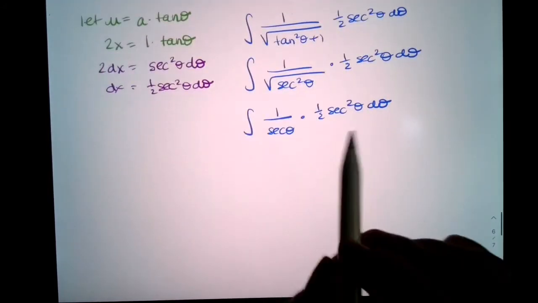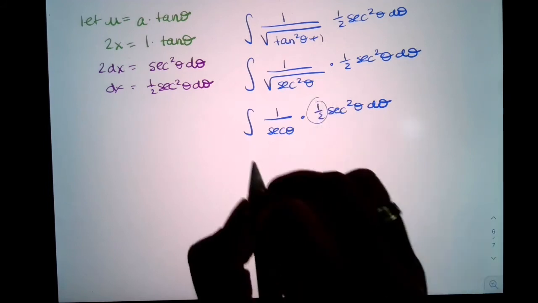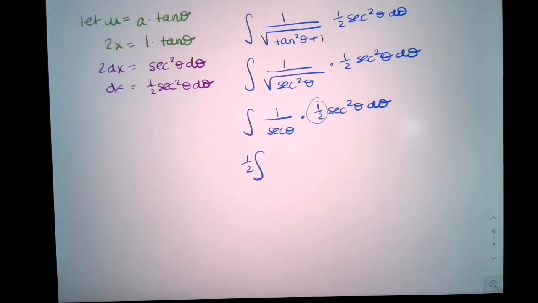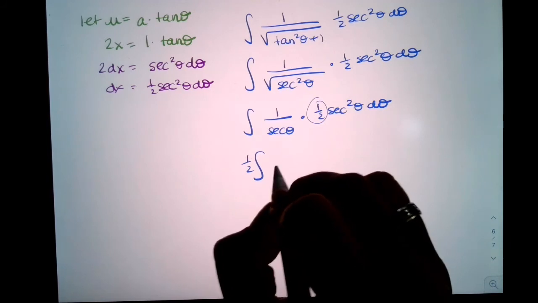And I can now look at this integral and say, oh, I can take that 1/2, let's throw that out. That's just a number, that's legal. Secant squared over secant is just secant.